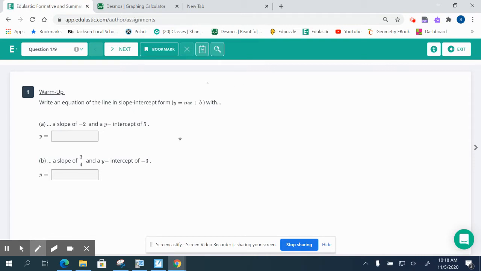So the idea here for this lesson is that we're writing the equation y equals mx plus b with different given information. For the warm-up question, you are given the slope m and the y-intercept b. So all you would need to do is plug the slope of -2 and the y-intercept of 5 into m and b. So this would be -2x plus 5, right? And then same thing for part b. So that's all you're doing for that one.